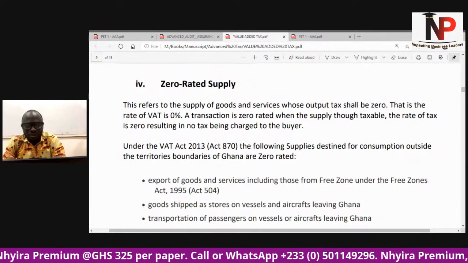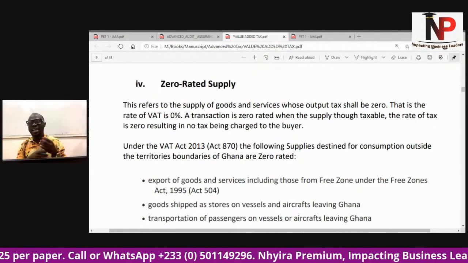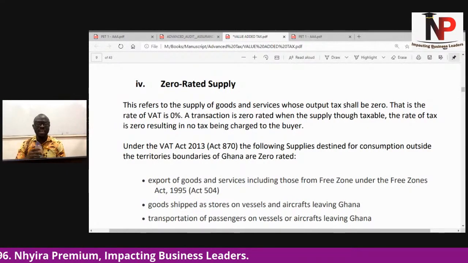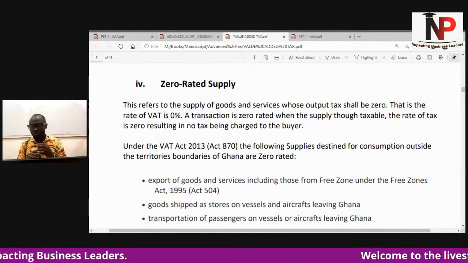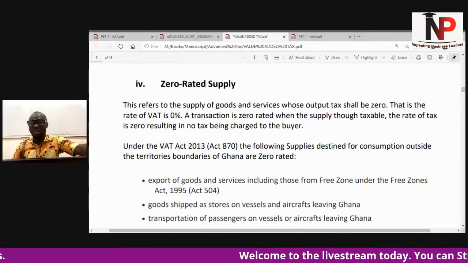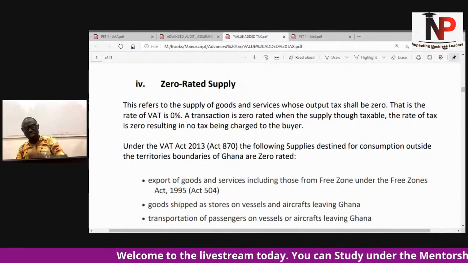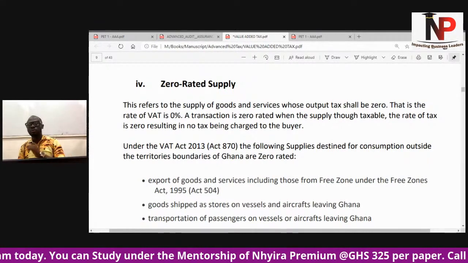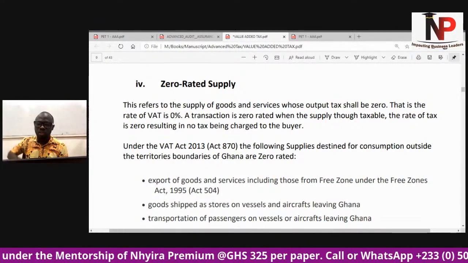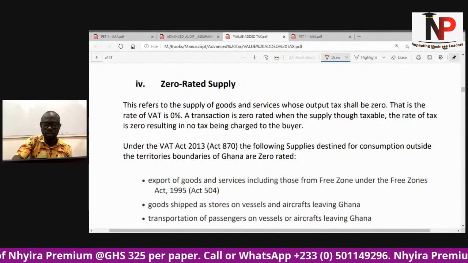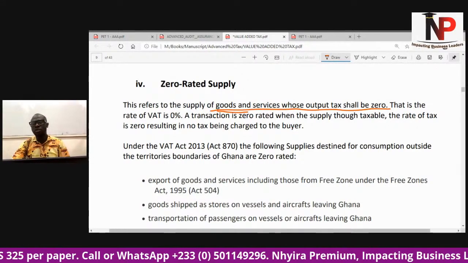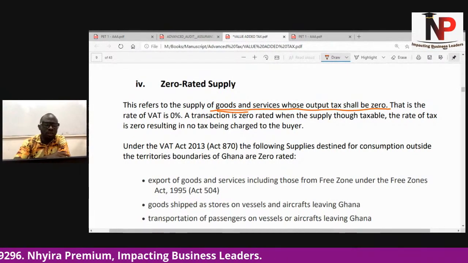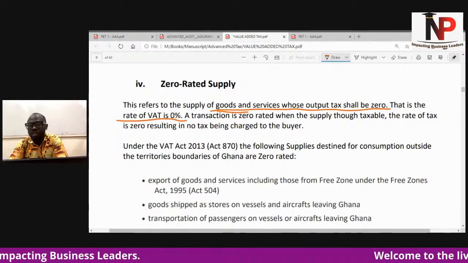This one is one thing that we need to understand. Why should you make it zero rated? Can't you just make it relief or exempt? It's very critical for us to understand. So look at it, zero rated supply. This refers to the supply of goods and services whose output tax shall be zero. So as the name suggests, the rate of VAT is zero. It's very, very important you understand this.